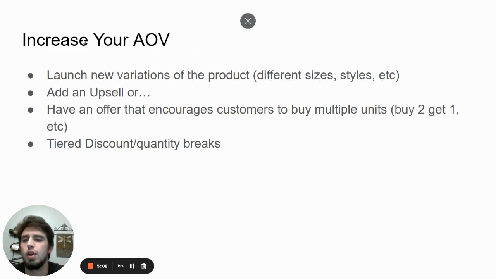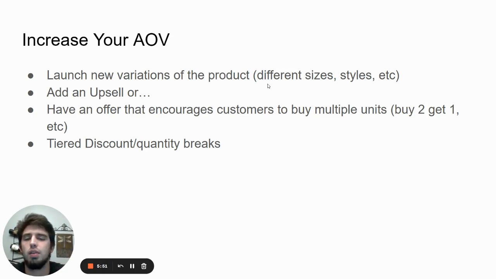Another one, increasing your AOV: launching new variations of a product. So this is a big one that can really drive your average order value. For example, let's just say you're going through McDonald's, but McDonald's doesn't have drinks; they only have McDoubles. Well, chances are you aren't going to spend nearly as much money. You might get a McDouble, but you're not going to buy nearly as much as you would have spent had they had those drinks and the other stuff that you could choose from.